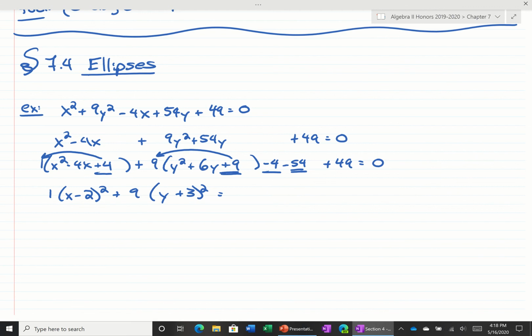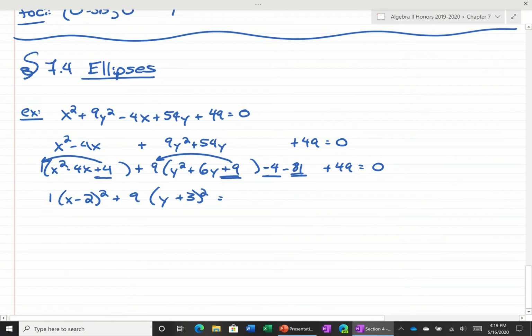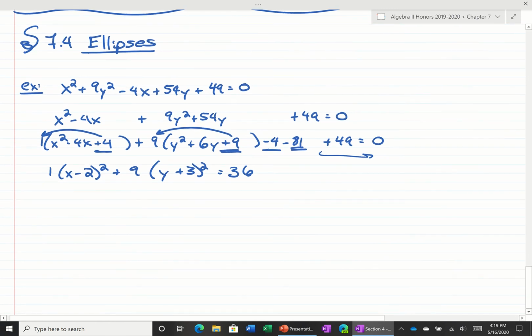Well, let me see. What did I do? 4 times 1 is 4, so I agree with that. 9 times 9, I was thinking something else. 9 times 9, of course, is 81, so we'll subtract 81 here. And if you combine all those numbers together, negative 85 plus 49 is negative 36. But we'll have to bring that on the other side, so that just turns into 36. And in last night's homework, we saw that we want this to equal 1, so we'll just divide by 36.